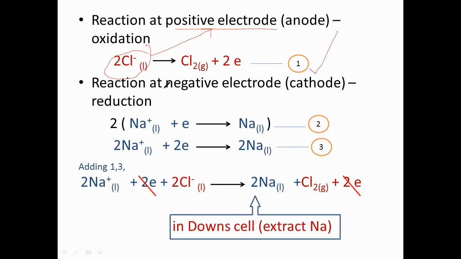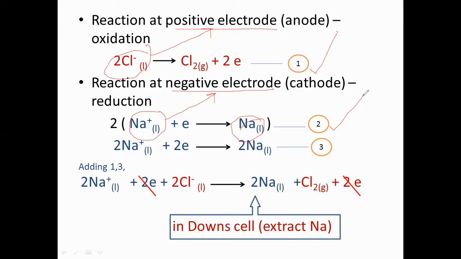And the second one is the reaction occurring at the negative electrode. The positive ion is the sodium ion. So these sodium ions are attracted towards the negative electrode, receive electrons and get reduced, becoming sodium atoms. This is the second half ionic reaction.